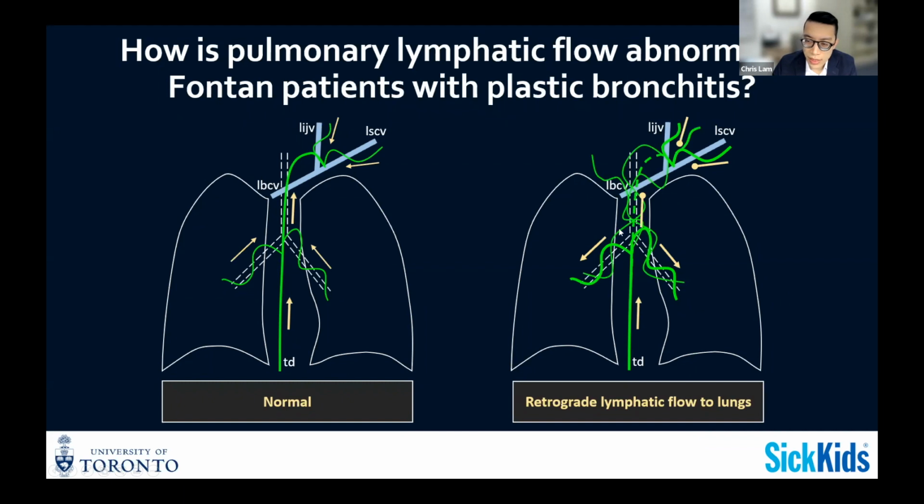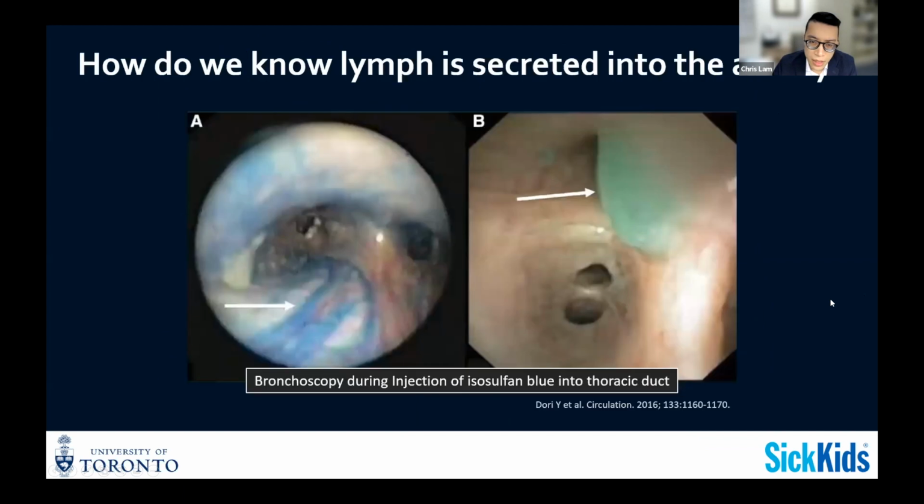And often it actually looks kind of like this. You have a lot of ectatic abnormal lymphatics that just go everywhere, including into the lungs. And this lymphatic fluid becomes secreted into the airway. During bronchoscopy, here there's injection of isosulfan blue dye into the thoracic duct, and within minutes you can see this blue staining the mucosa of the bronchi and eventually coming into the actual airway, which, once it contacts air, will denature and form casts.